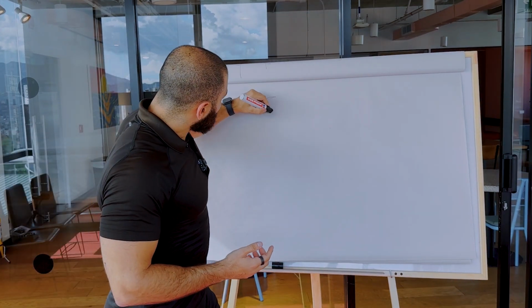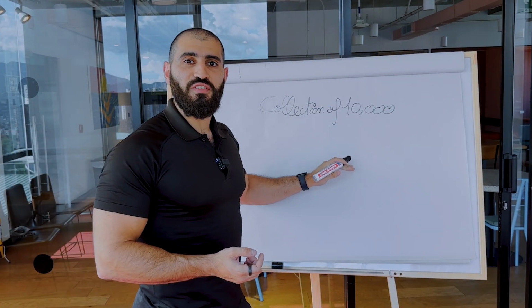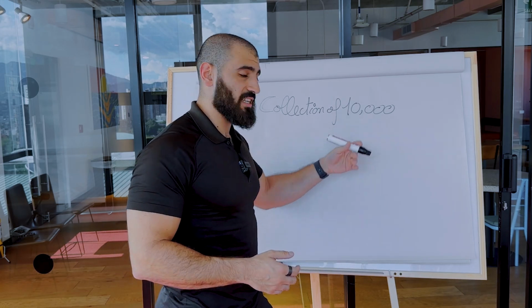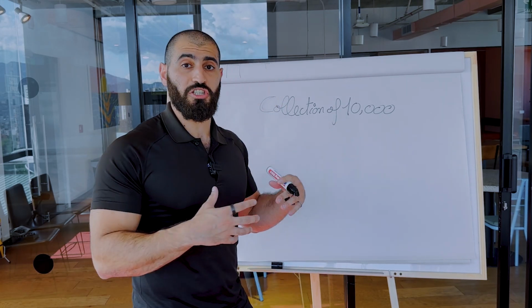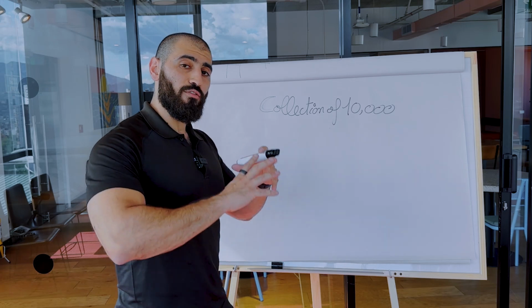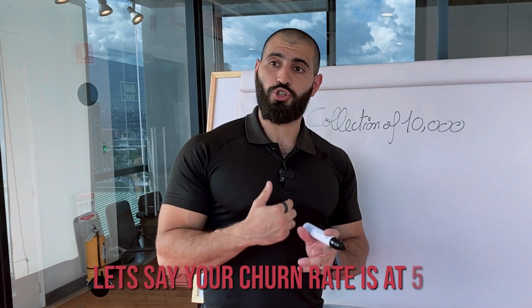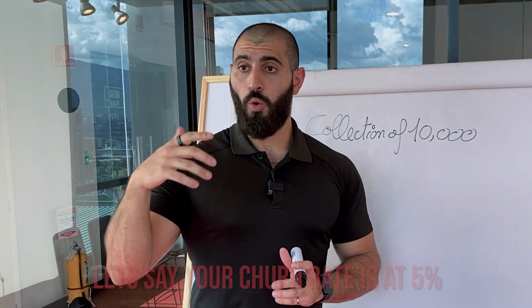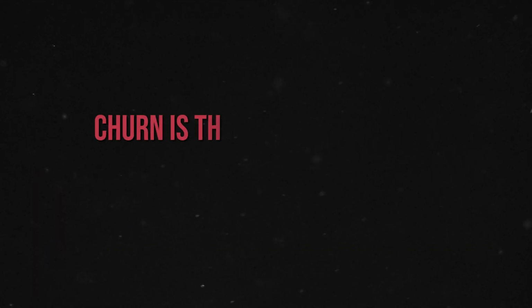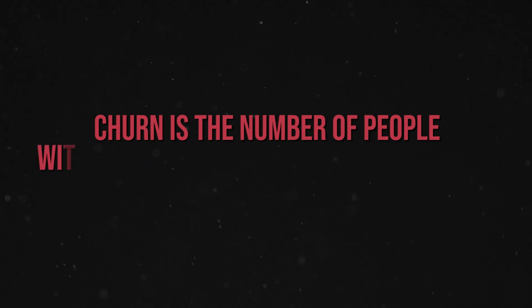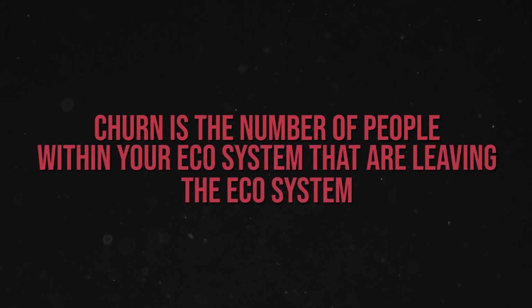Imagine if you had a collection of 10,000 NFTs circulating on the market. Could be less, could be more. I like 10,000 because it's a round number. Let's say every single month during a specific monthly period, your churn rate is at 5%. What does churn mean? Churn is the number of people within your ecosystem that are leaving the ecosystem. They're selling. They want to exit the ecosystem.